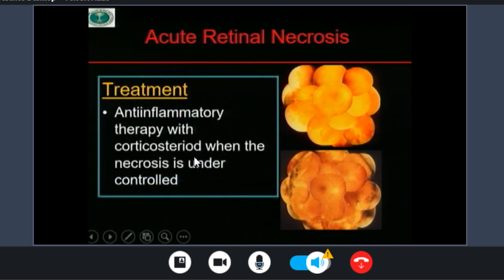Steroid treatment is really recommended in this patient to decrease the inflammatory destructive damage that could be secondary to the viral infection. Usually we start the steroid after we start our antiviral, by at least 48 hours.